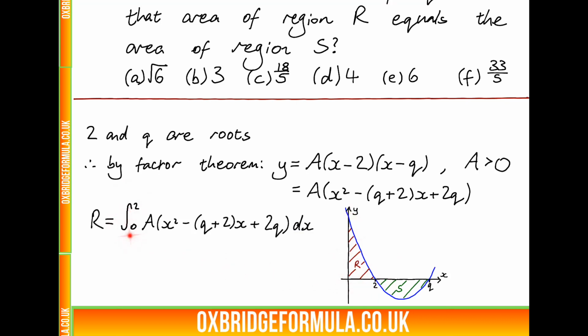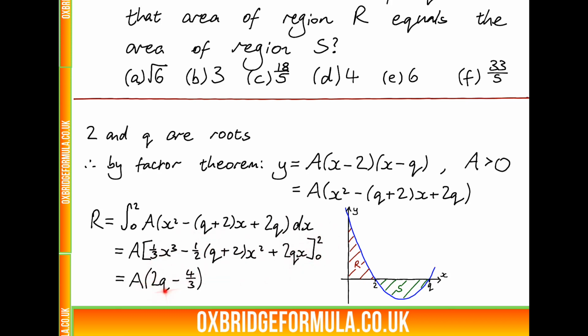So R is the integral from 0 to 2 of our function in the expanded form, and we can integrate this because everything here is just polynomials, so we just add 1 to the power and divide through by it. We have, factoring out a, a third x cubed minus a half (q plus 2) x squared plus 2qx, and we want to use the boundary points 2 and 0. If we evaluate this at 0, clearly everything is equal to 0, and if we evaluate it at 2, we find that this is equal to 2q minus 4 thirds. So the area of region R is a times (2q minus 4 thirds).